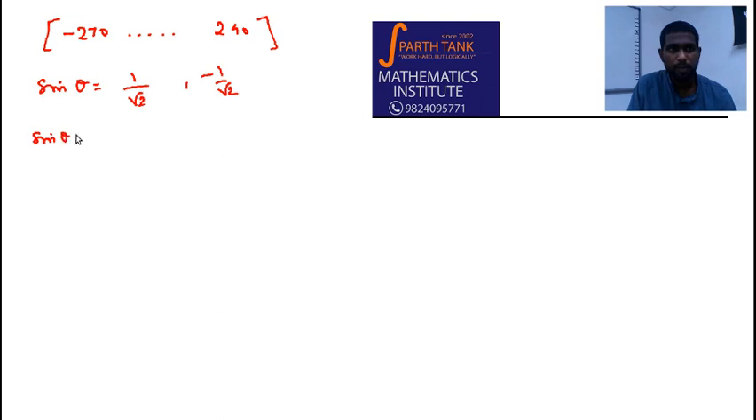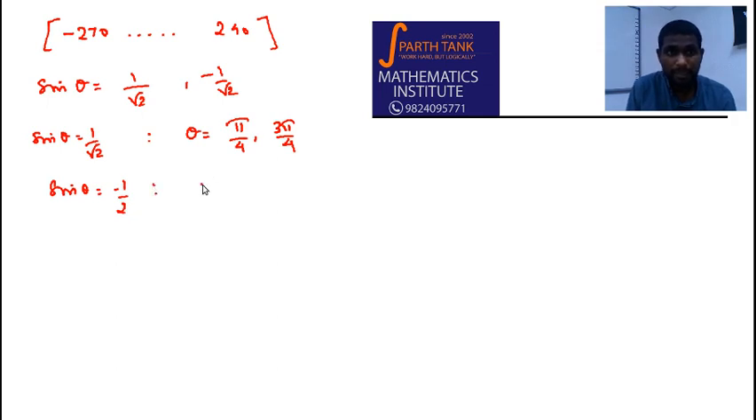Now sin theta is 1 by root 2. We know in the positive range at least, theta can be 45, that is pi by 4, can be 135, 3 pi by 4, only these two values. Now in the negative range, sin theta is minus 1 by root 2, theta can be 5 pi by 4 and 7 pi by 4. Now 7 pi by 4 is 315 degrees, which is beyond this side, right? So only these three values. That is nothing but 45, 135 and 225.